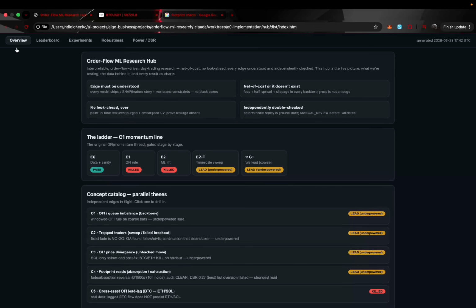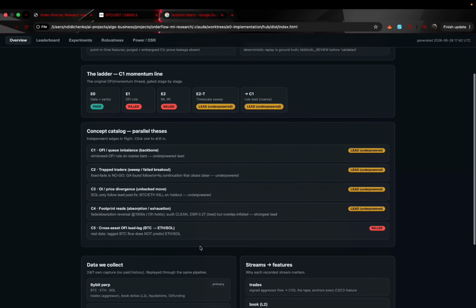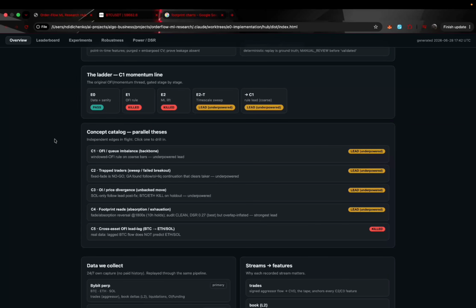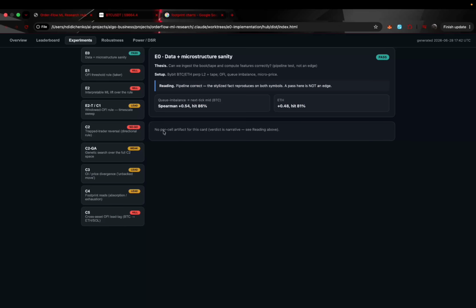They're pretty good. I created this little dashboard showing you my experiments and stuff. The basic idea of the Orderflow ML Research Hub, that's how I call it: interpretable, order flow driven day trading research. And the non-negotiables, and here you can see the little experiments I've run already. We have the basic public order flow imbalance Q. It's not even worth discussing because the edge in it is not that interesting.